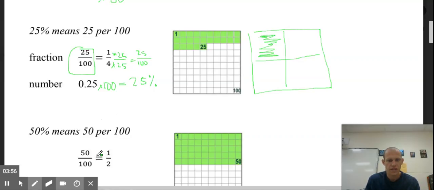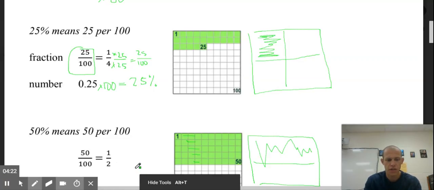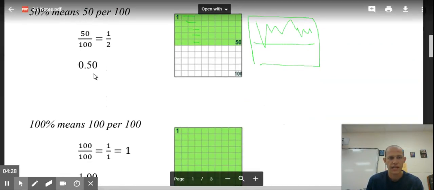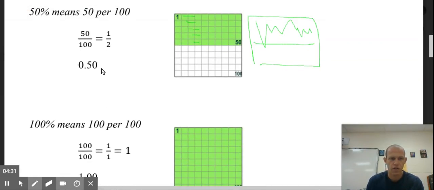So if we look at this one down here, we have 1, 2, 3, 4, 5 rows filled in. So that means we have 50 boxes out of 100. So that's like saying we have this whole top half filled in. So we can think about it as 50 out of 100 boxes, or we can think about it as 1 out of 2 boxes. Either way, 50 over 100 simplifies to be that 1 over 2. So when we divide, we get out 0.5, and multiplying by 100, we would get out a 50%. So this is equivalent to 50%. They are the same thing.